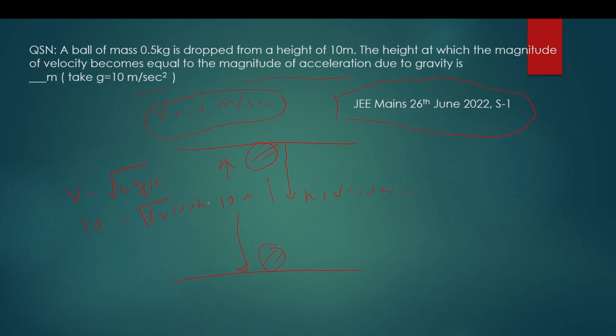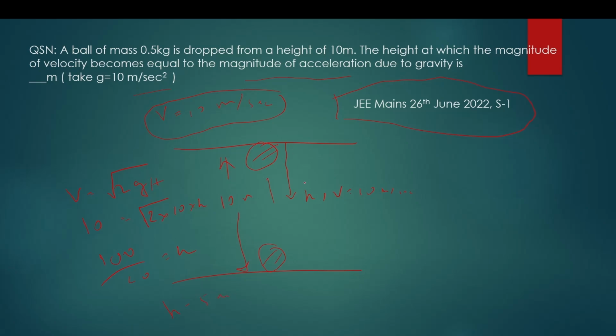Suppose at this height from the initial position, the velocity becomes equal to the magnitude of acceleration due to gravity, that is 10 meter per second, not second square. Okay, so squaring both sides, we get 100 divided by 20 equal to h. So h equal to 5 meter.